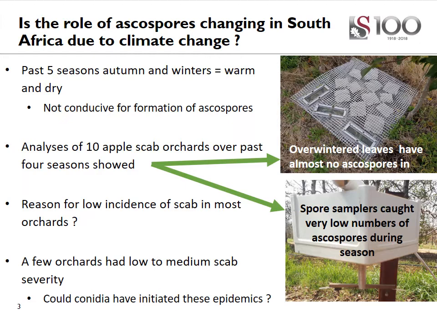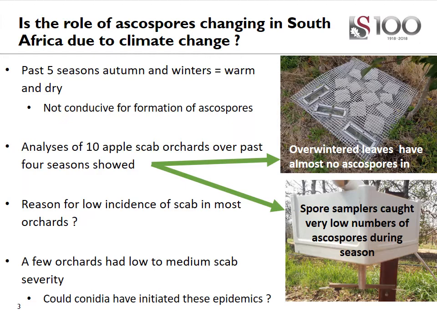due to climate change? In the past 5 years, we experienced warm and dry autumn and winter conditions, which were not conducive for ascospore formation. The analysis of 10 apple scab orchards over the past 4 seasons showed almost no ascospores in spring on infected leaves overwintered on the orchard floors.